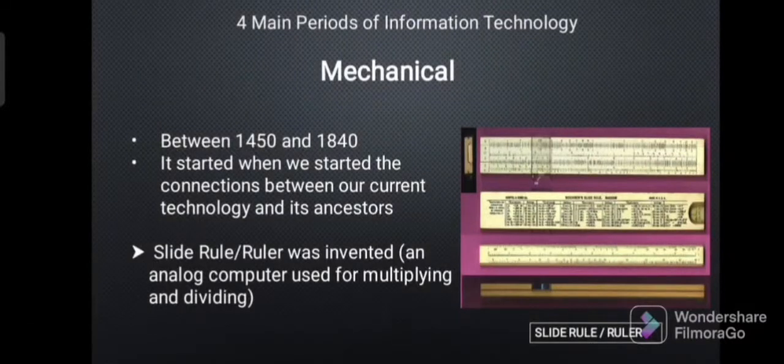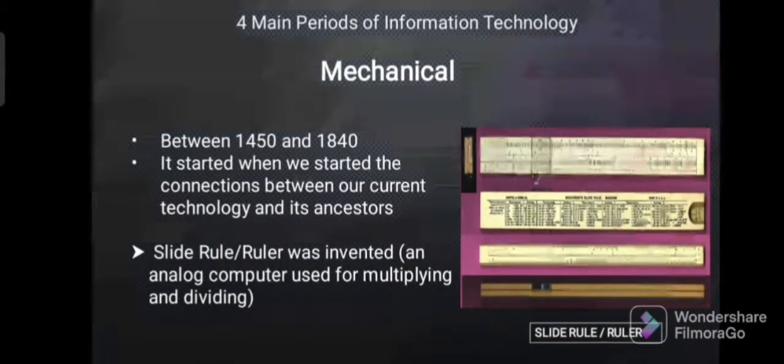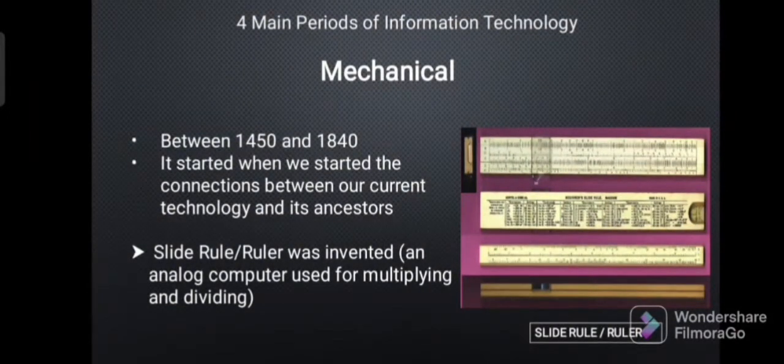Next is the mechanical, between 1450 and 1840 AD. It started when we began the connection between our current technology and its ancestor. An example of mechanical information technology is the slide rule or ruler, an analog computer used for multiplying and dividing.